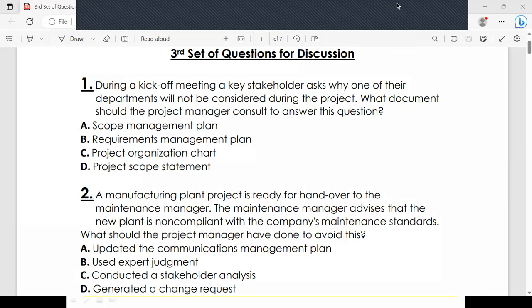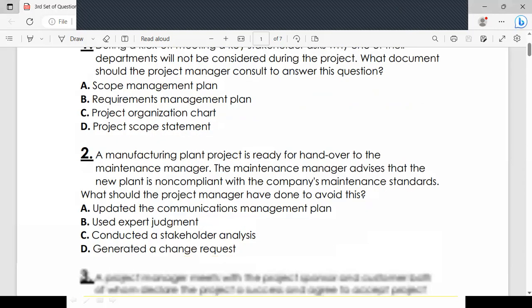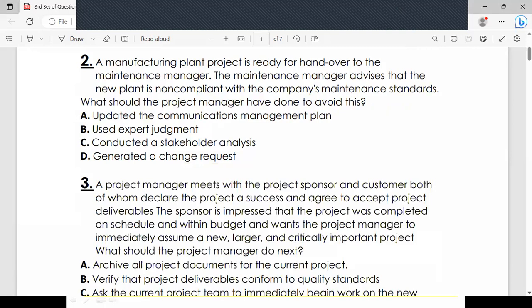So these people do not have any kind of requirements. That's the reason they are not participating in the project. So the document which will give the correct answer is requirement management plan. The second one: a manufacturing plant project is ready to hand over to the maintenance manager. The maintenance manager advises that the new plant is non-compliant with the company maintenance standard. What should the project manager have done to avoid this?